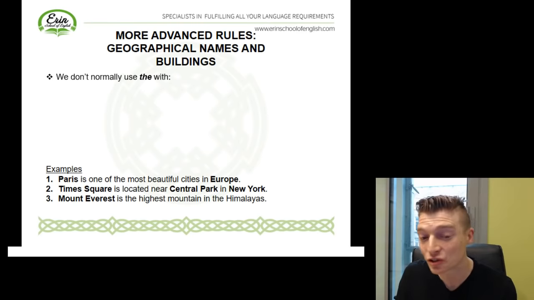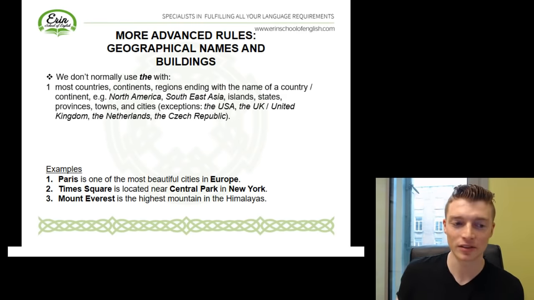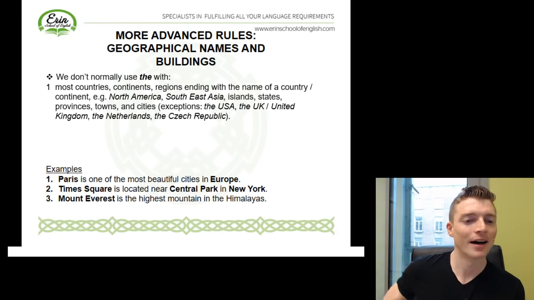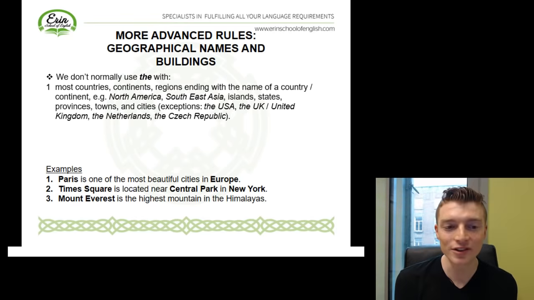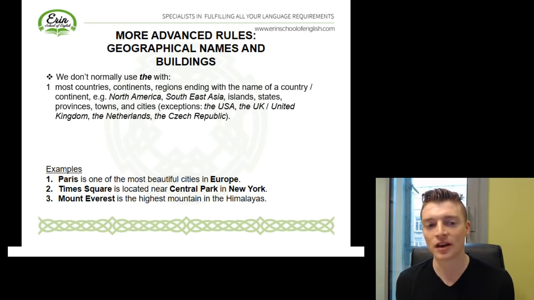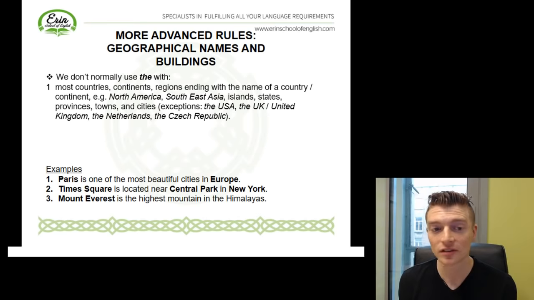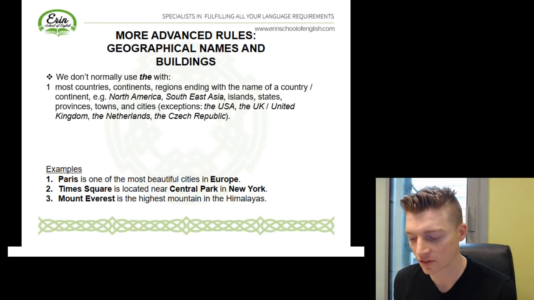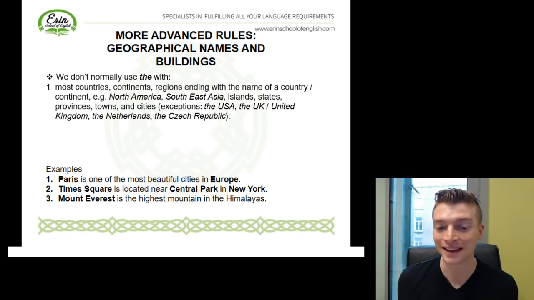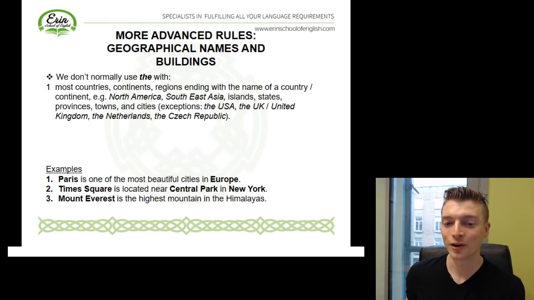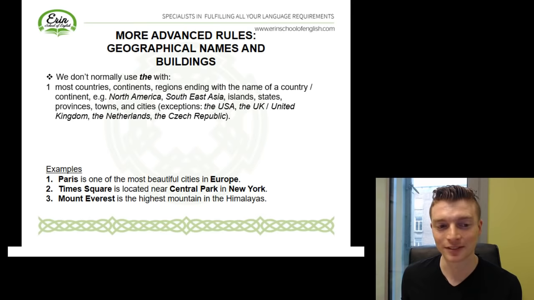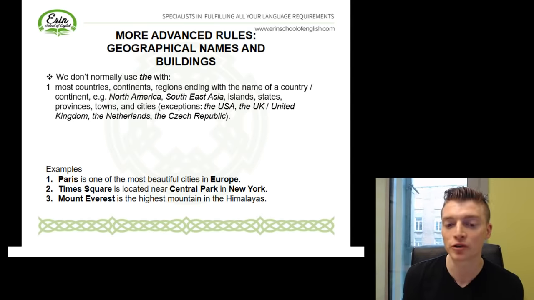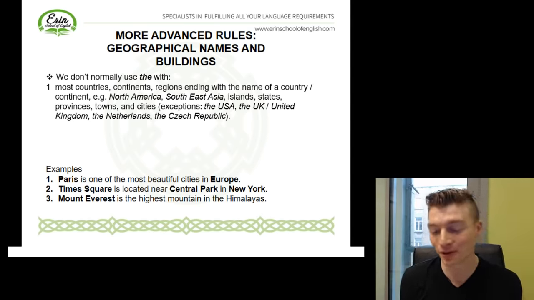The reason is we don't usually use the with most countries, continents, regions ending with the name of a country or continent. So for example, North America, Southeast Asia, islands, states, provinces, towns, and cities. So for example, I live in Ireland. I don't live in the Ireland. He's from England. He's not from the England. These are both countries in Europe, not the Europe.